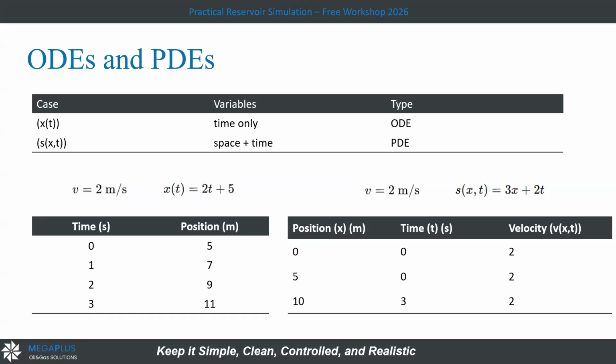So at time 0, the position will be 5. At time 1, after 1 second, the car will move 2 meters. And so it's a velocity that you can calculate. But in partial differential equation, there is something very strange here. Could it be that the position will be 0 at time 0 and we have velocity 2? Yes, in partial differential equation, yes.